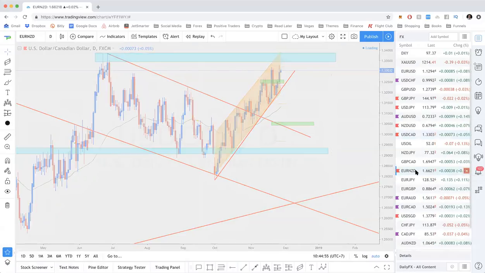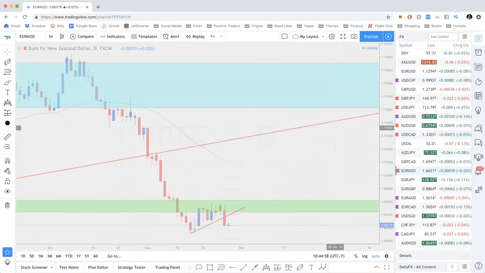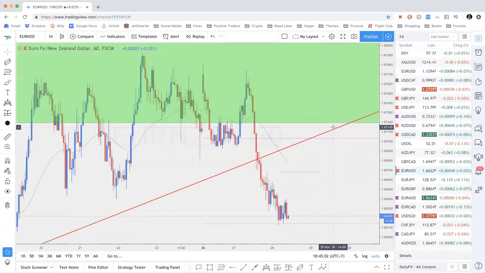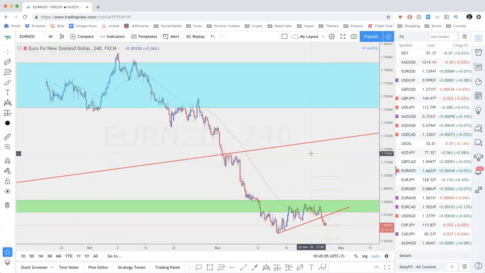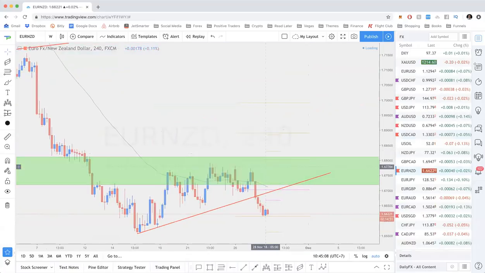Okay. Euro NZD. This would have been the setup, right? We get in a sell on Euro AUD and Euro CAD, and then Euro NZD, we decide to sit on the sidelines because there's New Zealand dollar news at the beginning of this week. But I told you guys, this pair is trending.